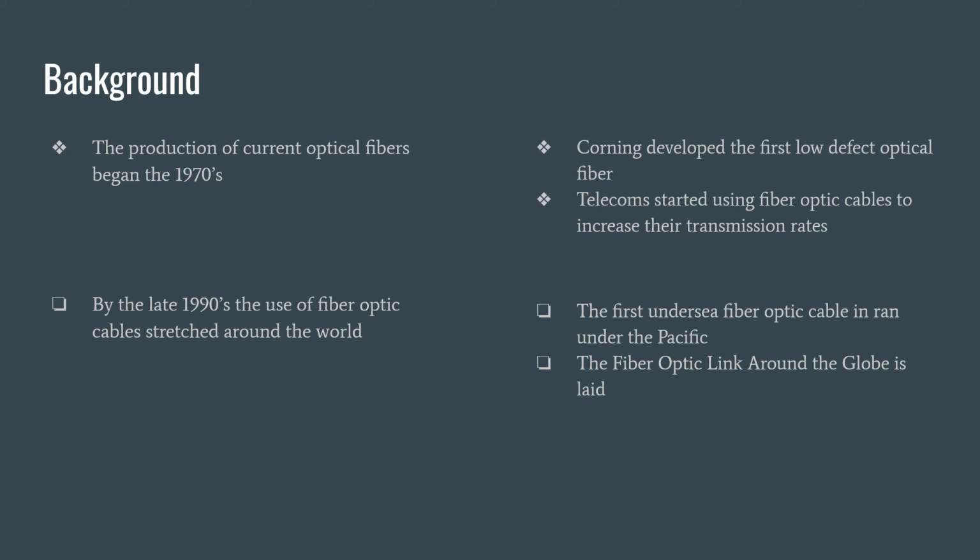20 years later, fiber optic cables would be used to connect continents, with the first undersea fiber optic cable being run into the Pacific. And it was in 1998 that the fiber optic link around the globe was laid, becoming the backbone of the internet.